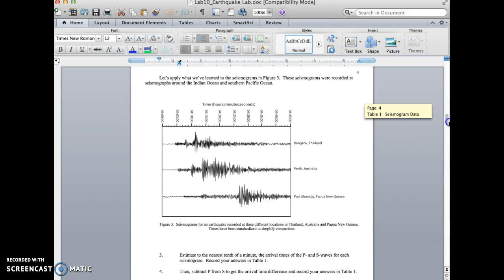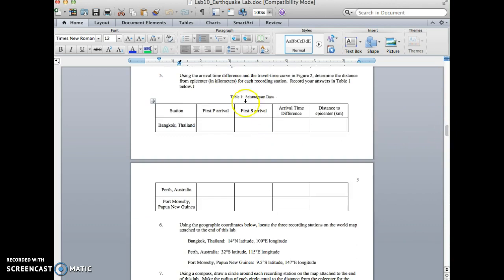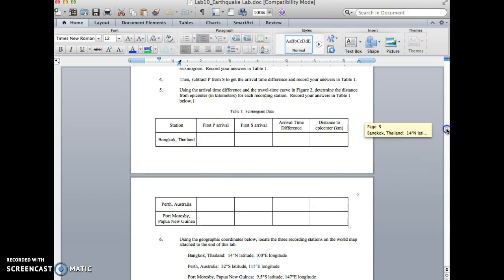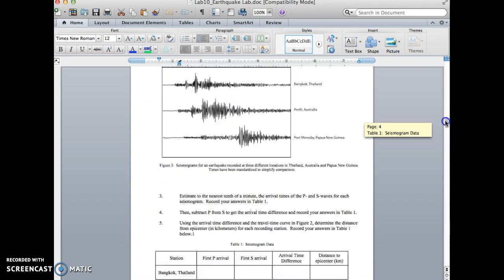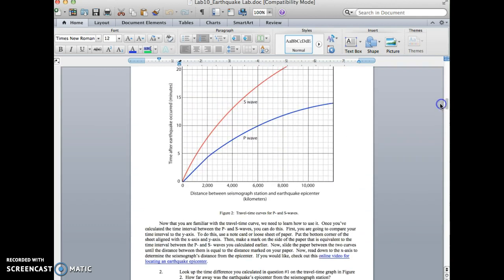All right. In the next part of the activity, you're going to be looking at these 3 different seismograms to figure out the time difference between the first P wave and the first S wave. And you're going to be recording all of this data in this table down here, and then you're going to be determining the distance to the epicenter. Now you're going to do that with this table up here.